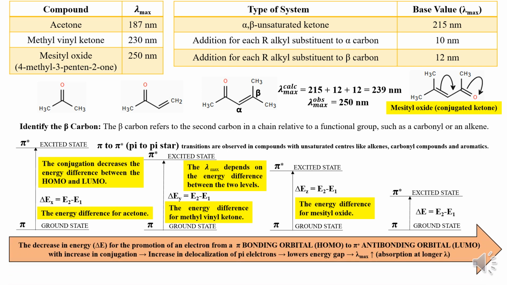So with increase in conjugation, there is increase in delocalization of pi electrons, and with increase in delocalization of pi electrons, it lowers the energy gap between the HOMO and the LUMO, that is ground state and the excited state. And as an outcome of this event, the absorption of the UV visible radiation by the molecule occurs at a longer wavelength. And that is how the lambda max of the compounds increases with increased conjugation, because their absorption occurs in the visible region.